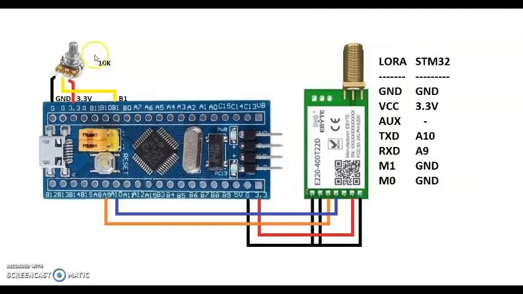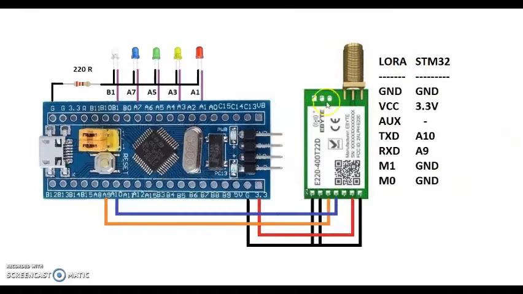As a sensor, I have used a simple 10K potentiometer. Middle pin of the potentiometer connected to B1, one side connected to ground, other side connected to 3.3 volt.